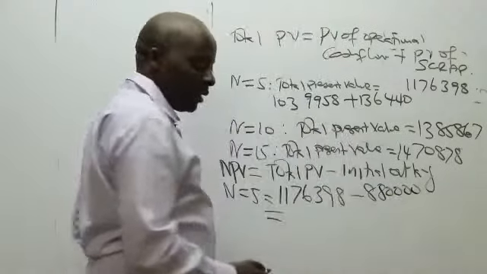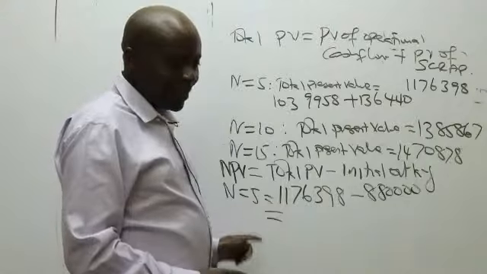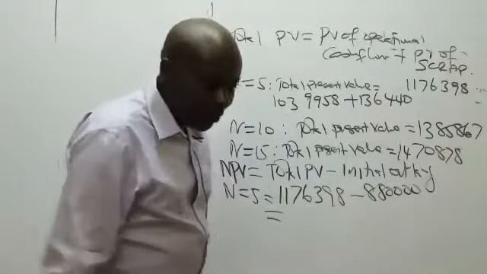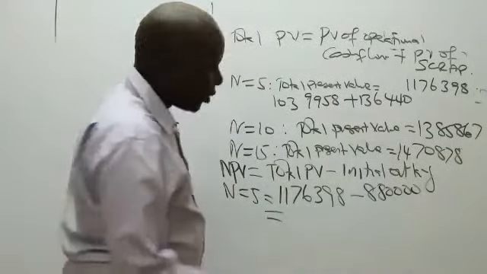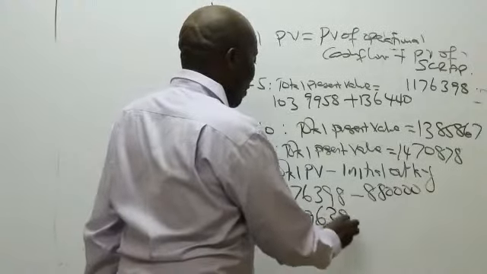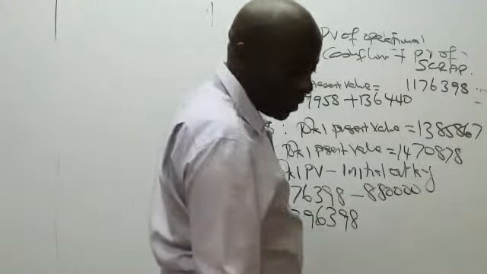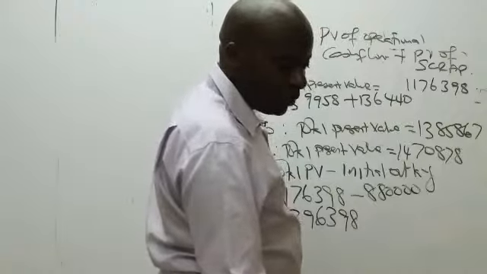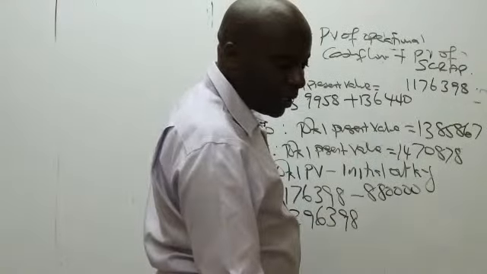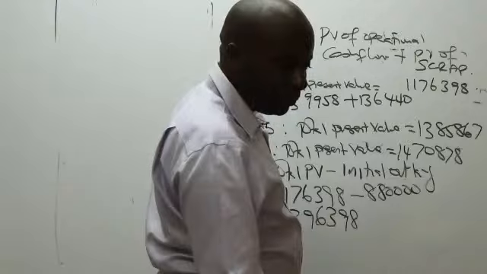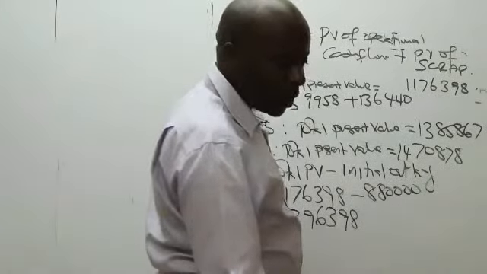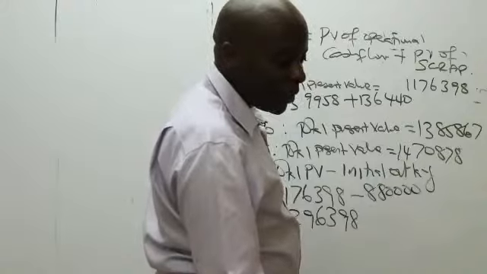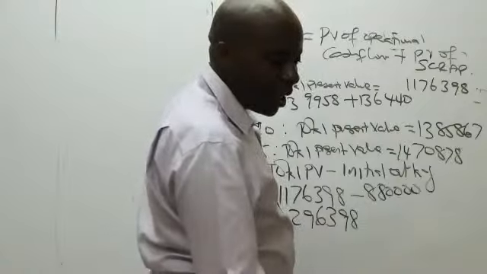So could you kindly come and give me this net present value when n is 5? So when n is 5, what is our net present value? 296,398. So could you be kind by going straight away and giving us the initial cash flow, that is the initial investment. Yes, the initial investment is the same as the initial outlay.